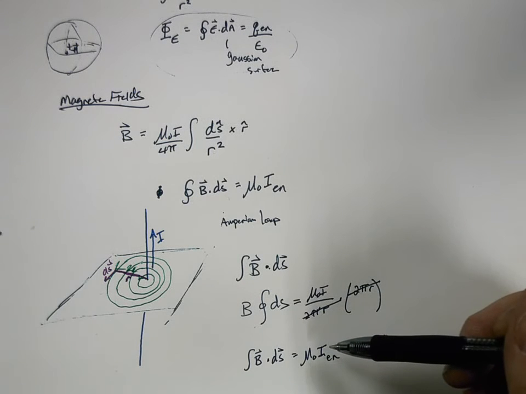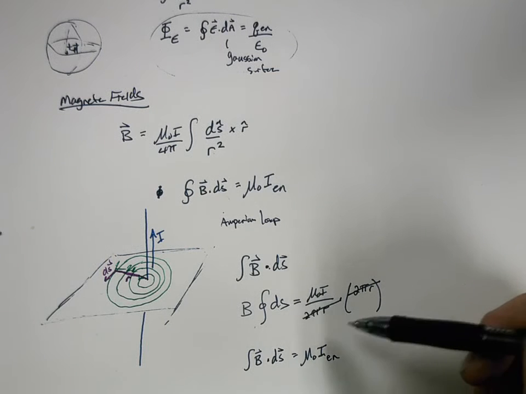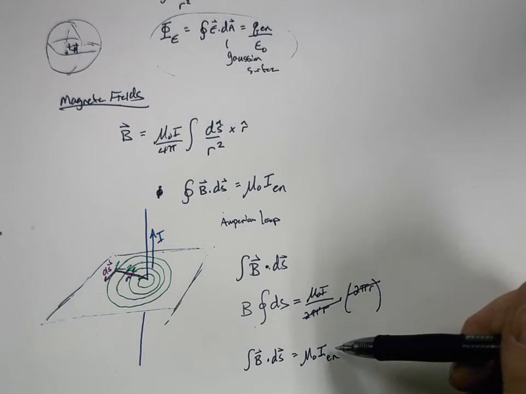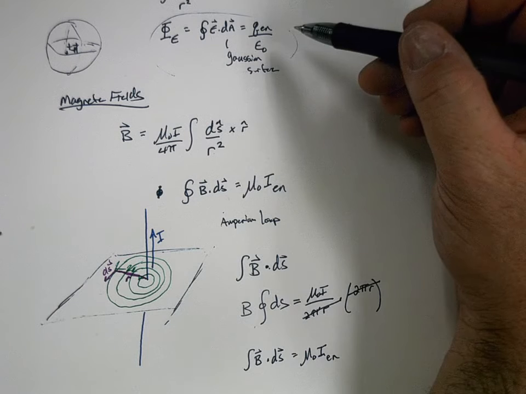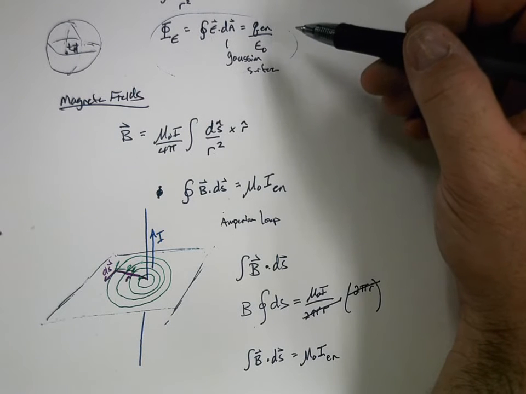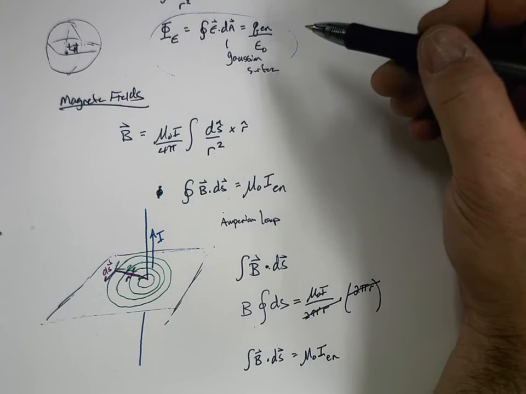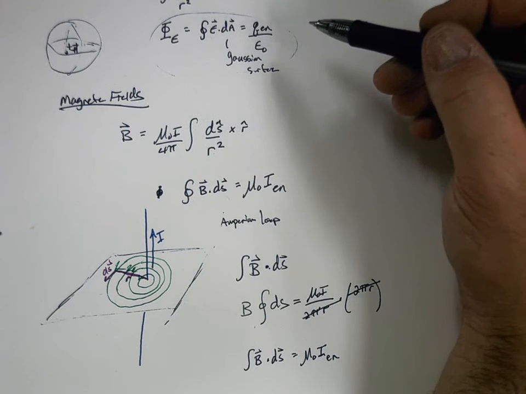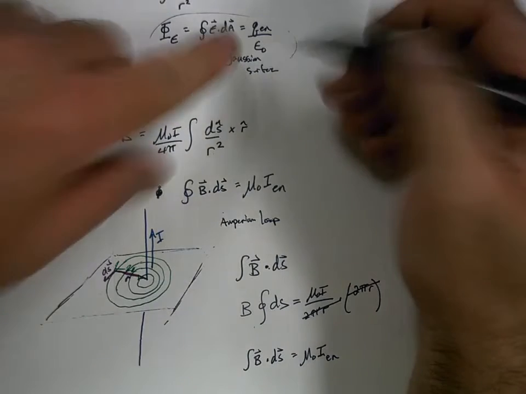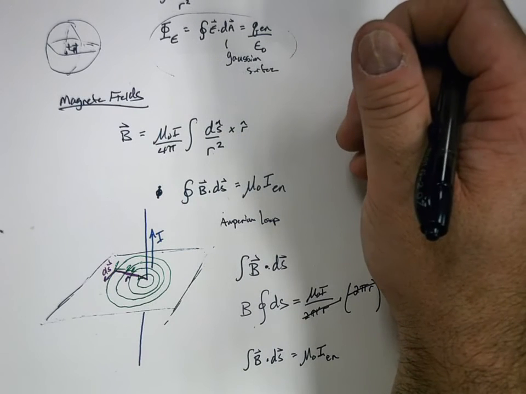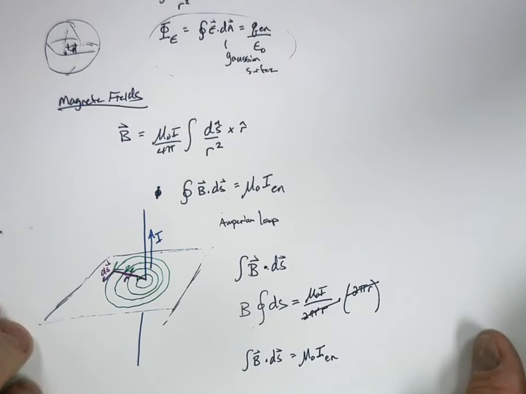They're almost exactly the same, except, well, it has this enclosed value. The value that's giving us the field is the enclosed. It's the amount that our surface, or the amount that our loop, encloses. But mu naught is really just the magnetic version of epsilon naught, right?